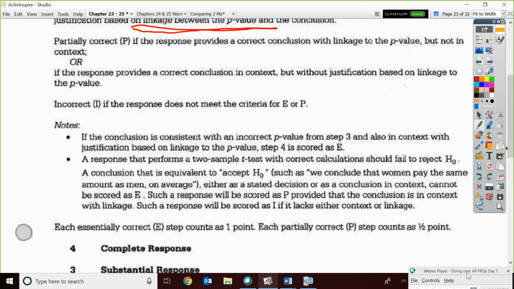Now, again, I wanted to tell you, you cannot say, I accept H0, or say this is evidence that women pay the same as men. That would be that you fail to reject. But you can't ever say those things. Your evidence is always about HA, okay? Your evidence is always, do you have evidence to go to HA, or do you not have evidence to go to HA? All right, that's it.